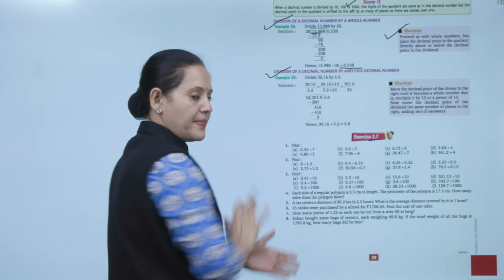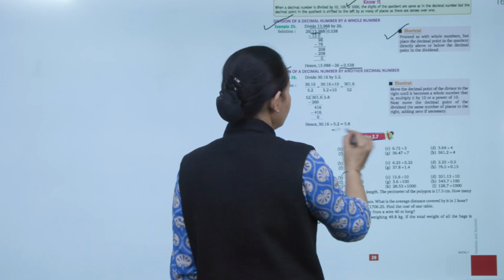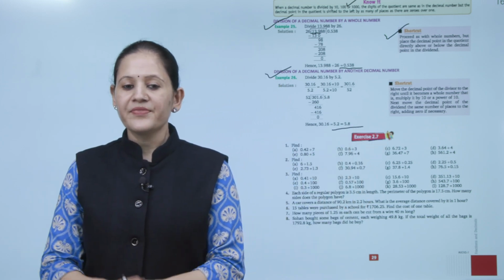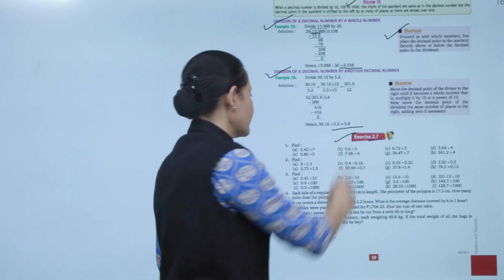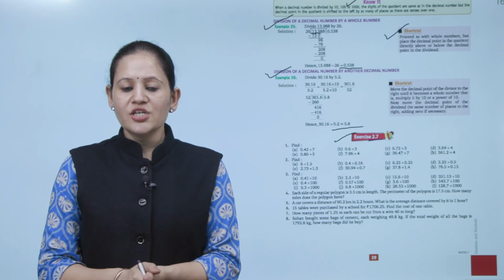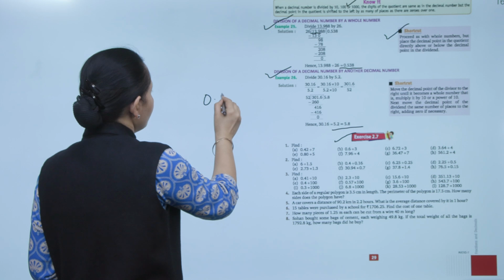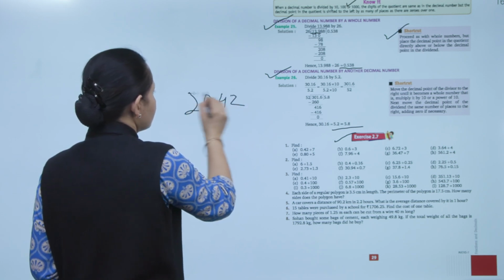Now जैसे हमने पहले डिवाइड किया था उसी तरीके से करेंगे. So the quotient will be 5.8. Clear? Next is exercise 2.7. Find 0.42 divided by 7. So 0.42 को डिवाइड करना है 7 से.